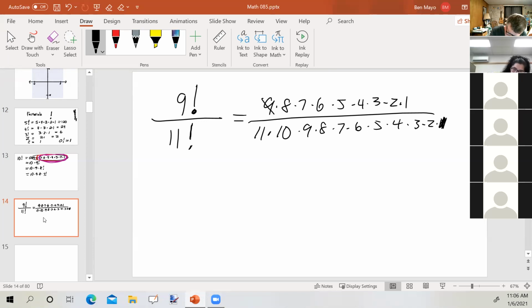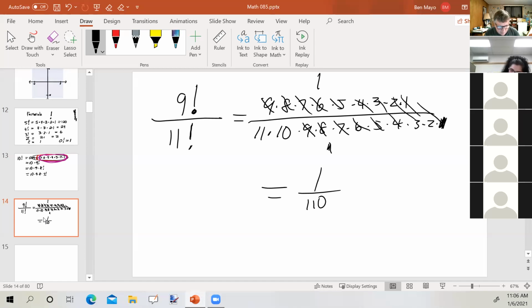Let's see. Oh, the 9s would reduce, the 8s would reduce, the 7s, the 6s, the 5s, the 4s, the 3s, the 2s, the 1s would reduce to 1 over 1. And so I'm left with 1 over 110. Okay, that's the long way of doing this problem. It's not the wrong way, but it's the long way. Now let's look at the shorter way to do this problem.